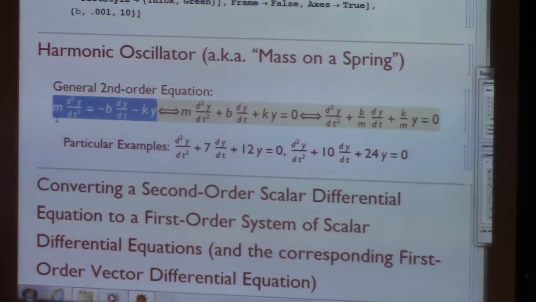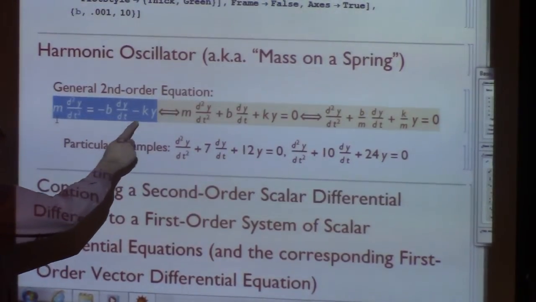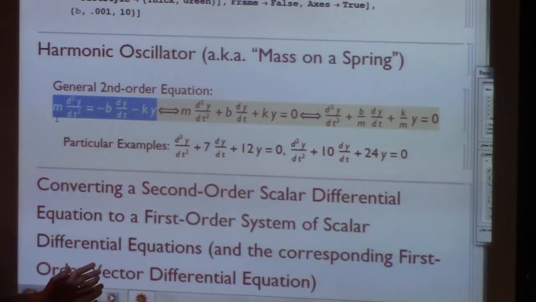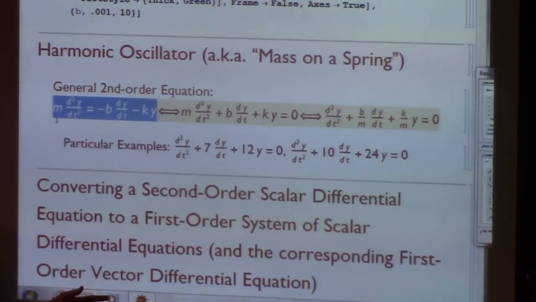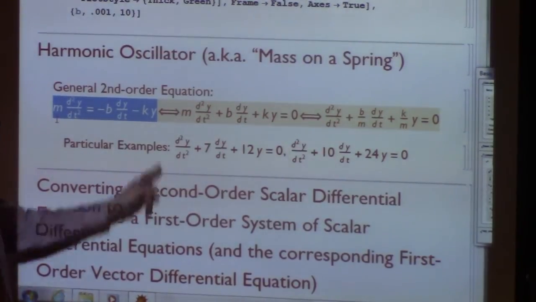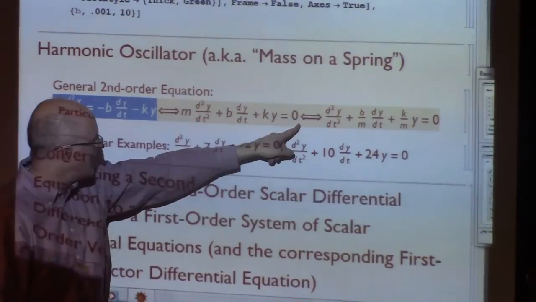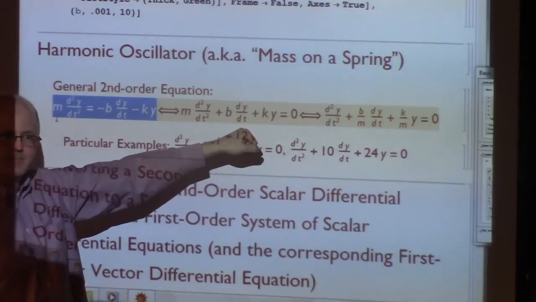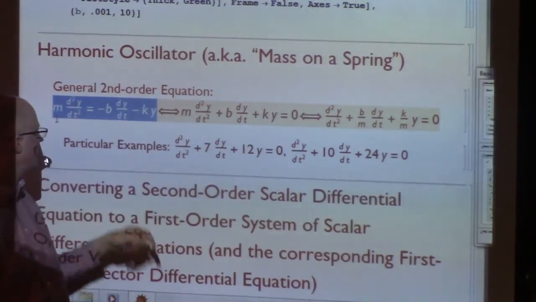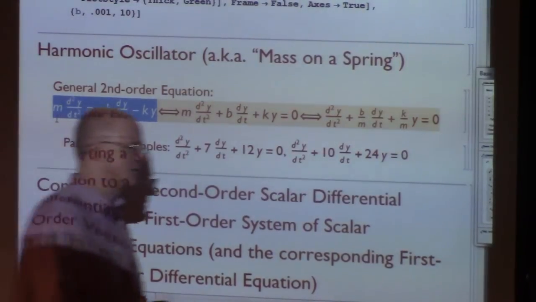We could use prime notation, and you should be fine with that. I could write this as m times y double prime equals negative b times y prime minus k times y, and then you wouldn't see any t's at all. But it would be understood that time is involved. Time is in the background, and y depends on t. We can rewrite it like this, putting everything that's non-zero on one side and 0 on the other side. We can also divide everything by m and write it like this. And that's probably the most convenient form to leave it in. Especially when you consider particular examples and you try to do some educated guessing about solutions.